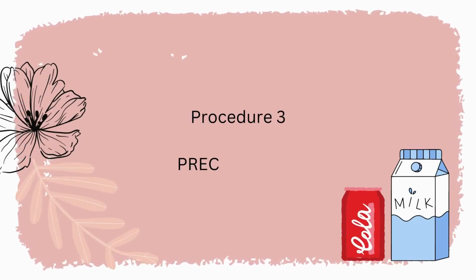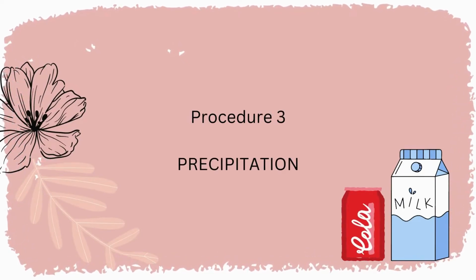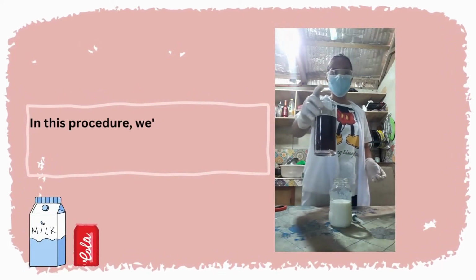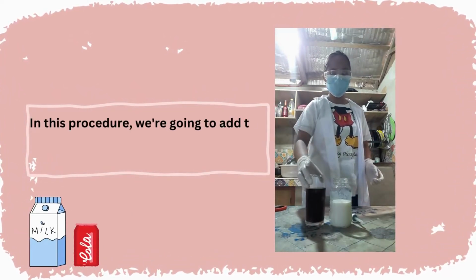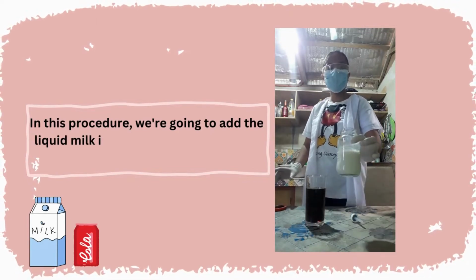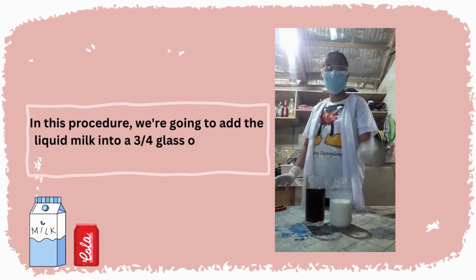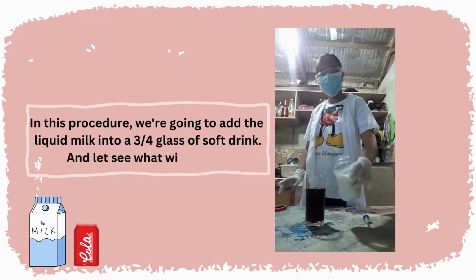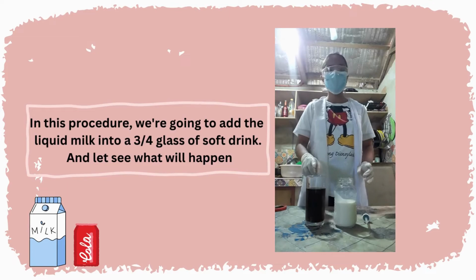Procedure number 3, which is precipitation. In this part, we are going to use a 3/4 glass of soft drink and liquid milk. So we add an amount of liquid milk into a 3/4 glass of soft drink slowly to avoid spillage.